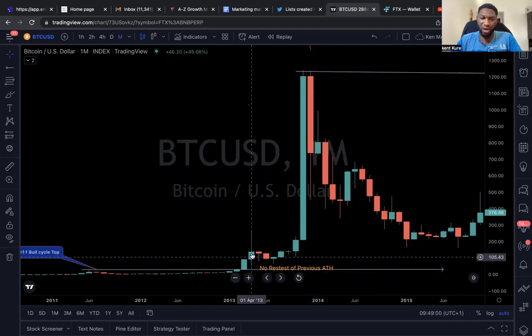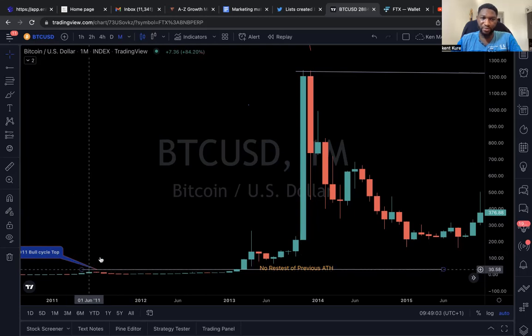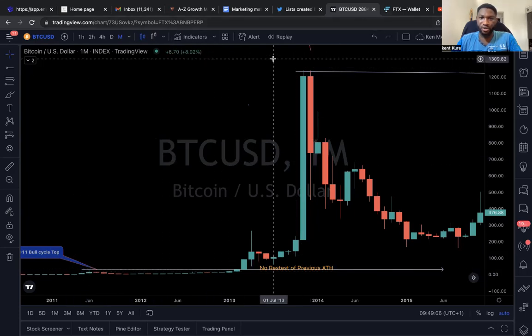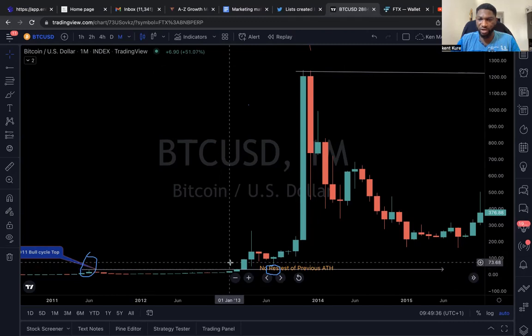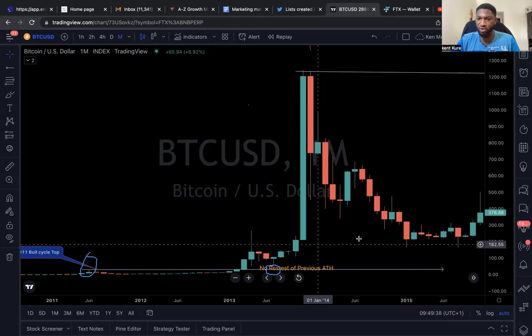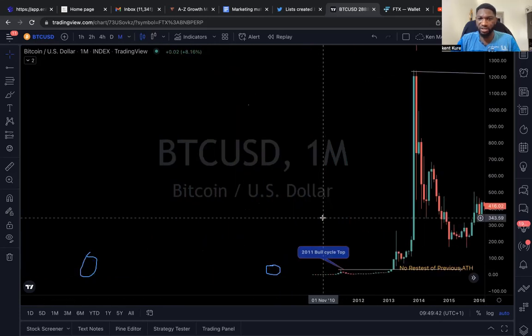When Bitcoin broke out from this all-time high of $30 here, it didn't go back down on this retest. It didn't go back below $30. So Bitcoin started giving this precedent of not going back below a previous all-time high. The lowest Bitcoin got here was $162, which is here.